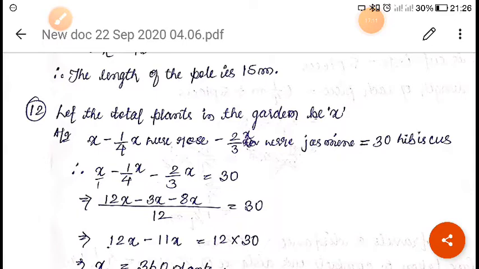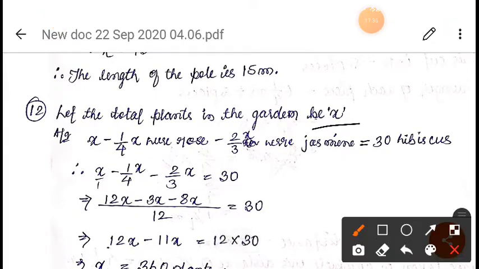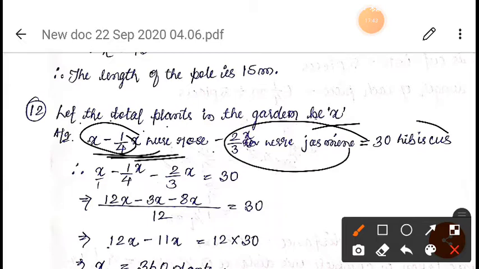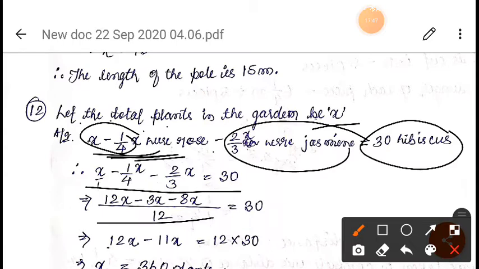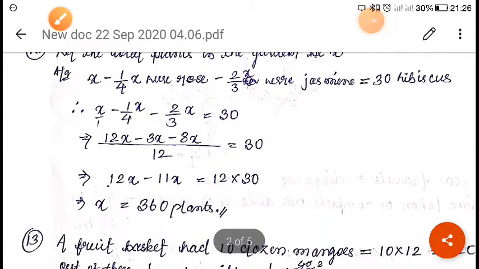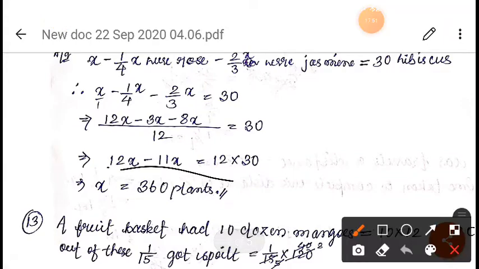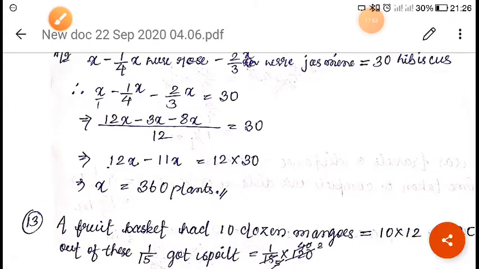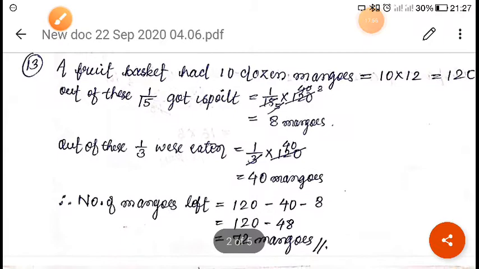So what we are taking, let the total plants in the garden be x. With this total x, 1 by 4 is rose, 2x by 3 were jasmine, and the rest equal 30 hibiscus. As you can see, when you solve this by taking the LCM, you will get 360 plants, right?